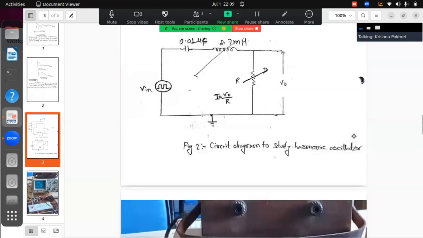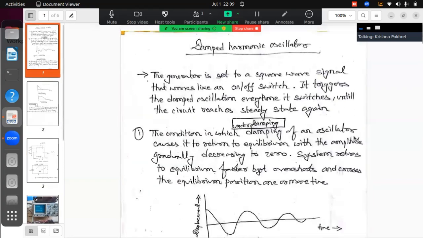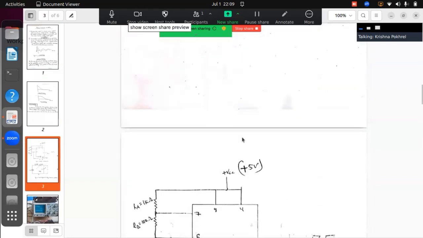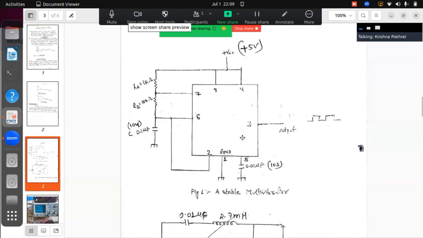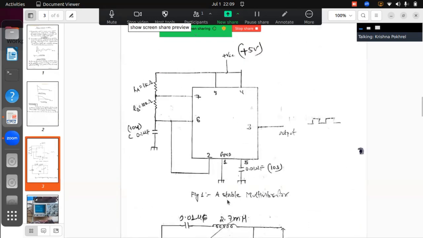Let me talk about the damped harmonic oscillator. I will come to its circuit diagram, but before that we need to generate a square type of output, for which we need an astable multivibrator. If you are provided a square wave signal, then you do not need this multivibrator. But sometimes you may not be provided one, so make sure the signal is a square wave. If you do not have it, I will talk about the astable multivibrator circuit diagram.